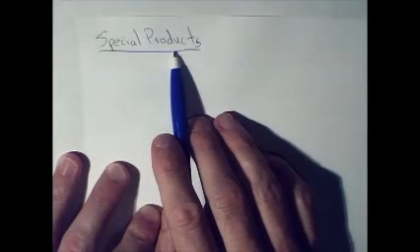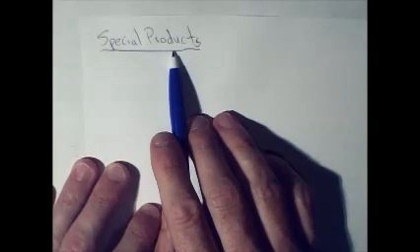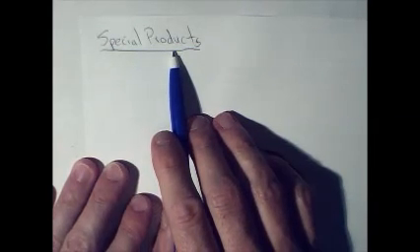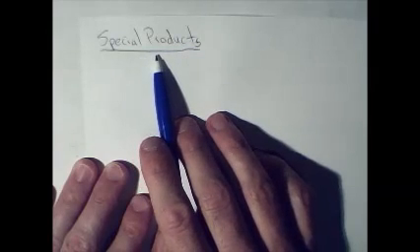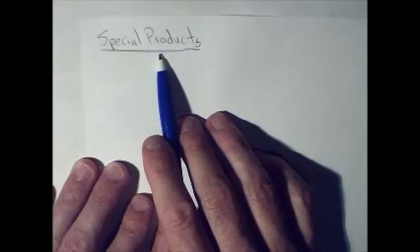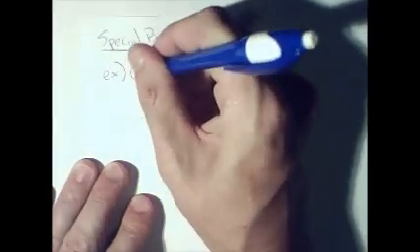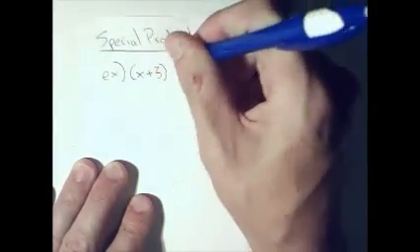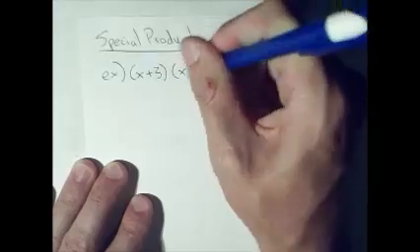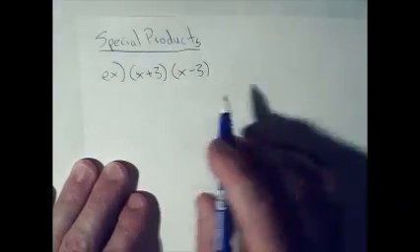Right now our special products are not going to appear very different from what we just did in the last video, but when we factor these or undistribute these later, I'm going to really focus on the names that I'm about to give us. For our example right now, we really aren't going to notice a difference. We'll just notice something nice and convenient happening. I'm still going to be foiling, I'm still going to be distributing.